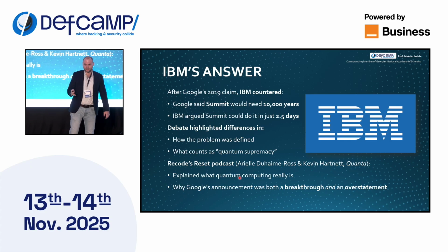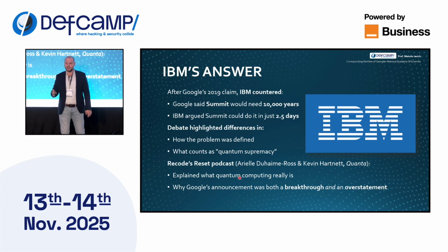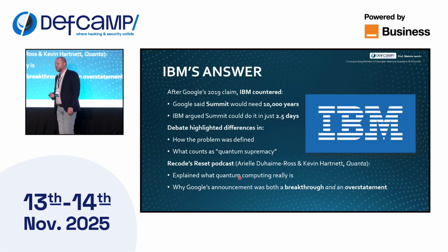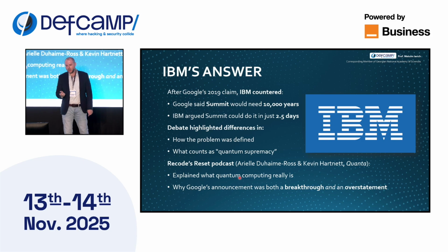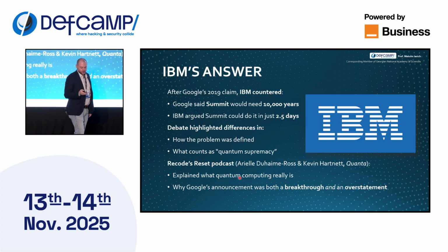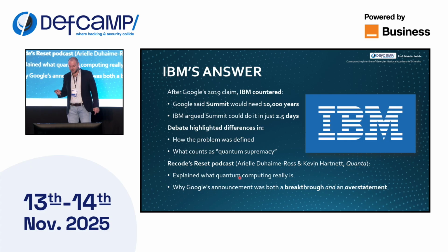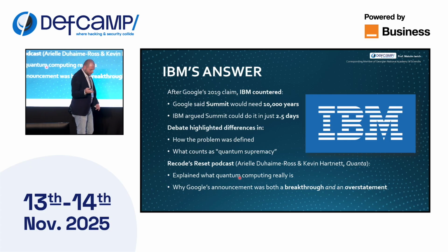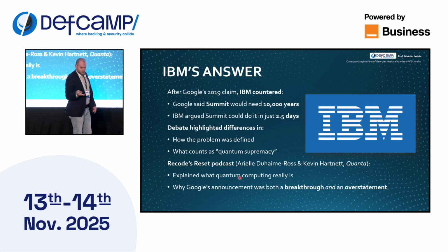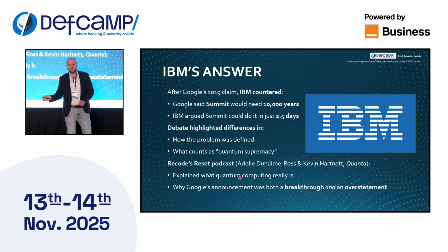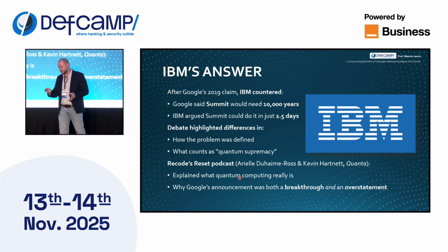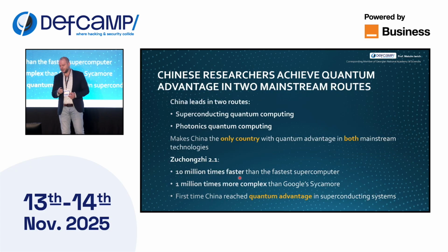It was a very big debate. All of the experts were talking in forums, reading the discussions, but the problem was that the news was interpreted incorrectly. There was a podcast by Ariel Duhaim and Ross and Kevin Hartnett, who explained that Google really achieved quantum supremacy, but it was not something super efficient. But it was already the beginning.